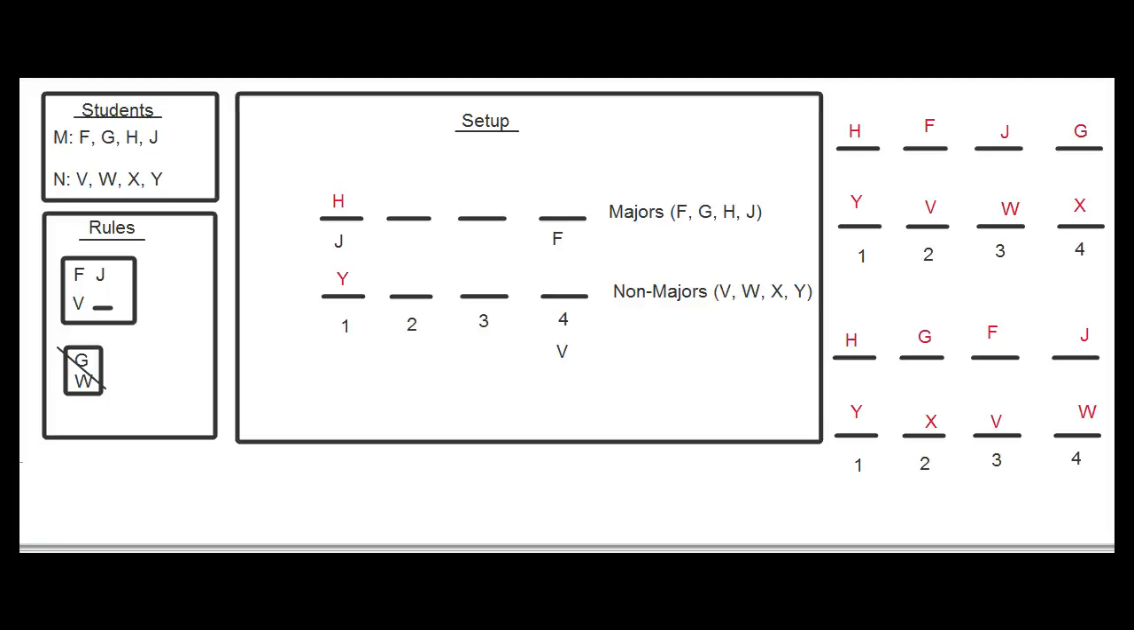Gwen is assigned to bench 3. We check both templates, and Gwen is assigned to bench 4 on the top template and bench 2 on the bottom template, so that's not the answer. Joan is assigned to bench 2. Joan is assigned to bench 3 on the top template and 4 on the bottom template, so that's impossible. That's not the answer. Wanda is assigned to bench 2. Wanda is 4, and Wanda is 3. Not possible. Wanda cannot be assigned to bench 2.